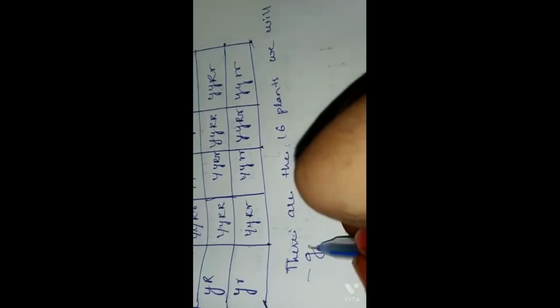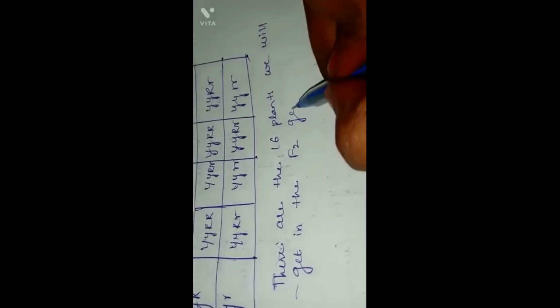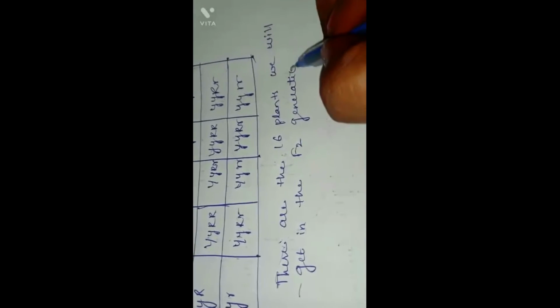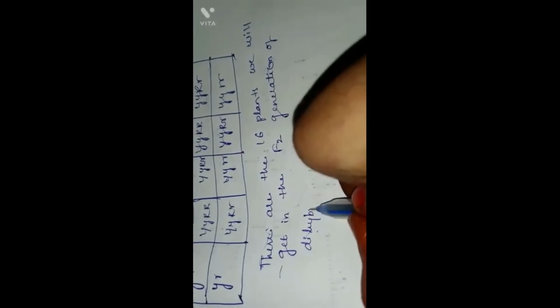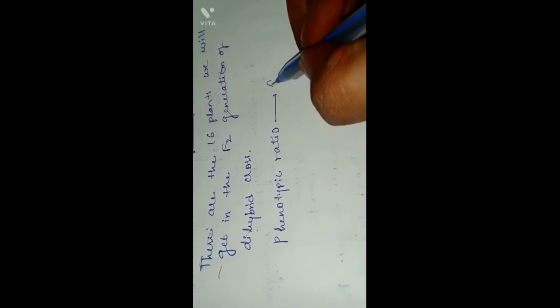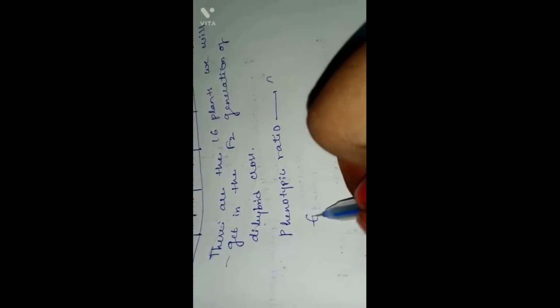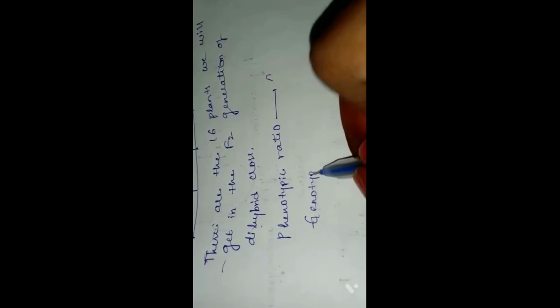These are the 16 plants we are getting as the progeny of the F2 generation of Dihybrid Cross. In these also, we are going to get a phenotypic ratio and genotypic ratio. The phenotypic ratio is based on the morphological characters which are seen by our eyes. It is in the ratio 9:3:3:1. And the genotypic ratio will be somewhat complicated, but we are going to understand it with a new method.